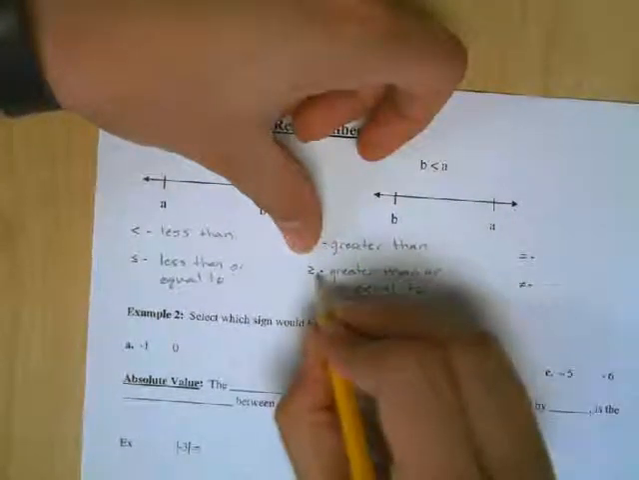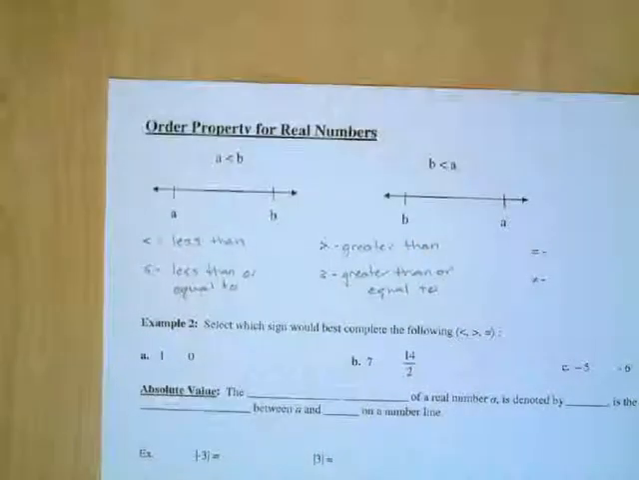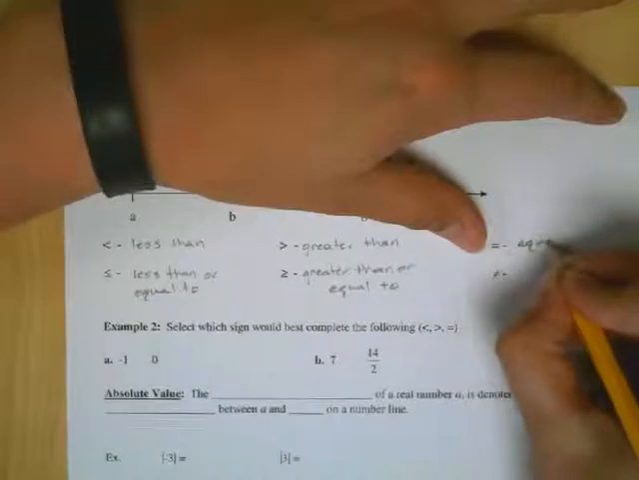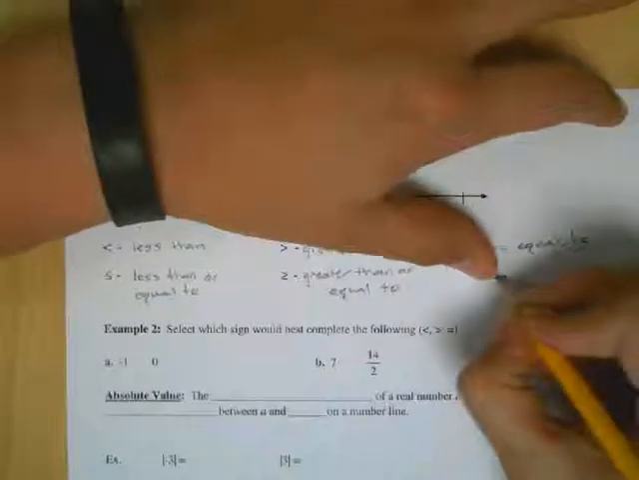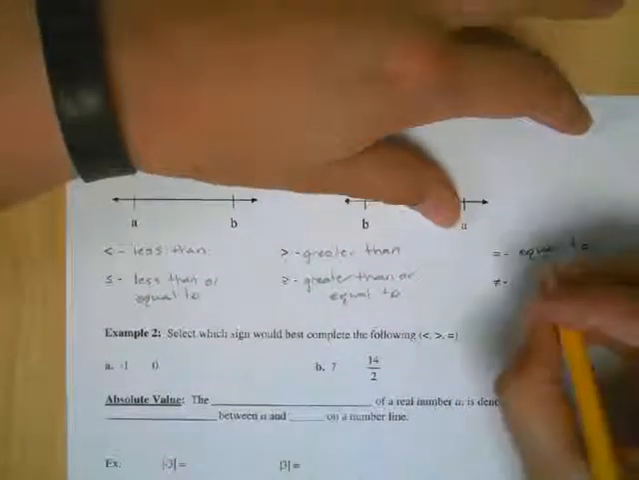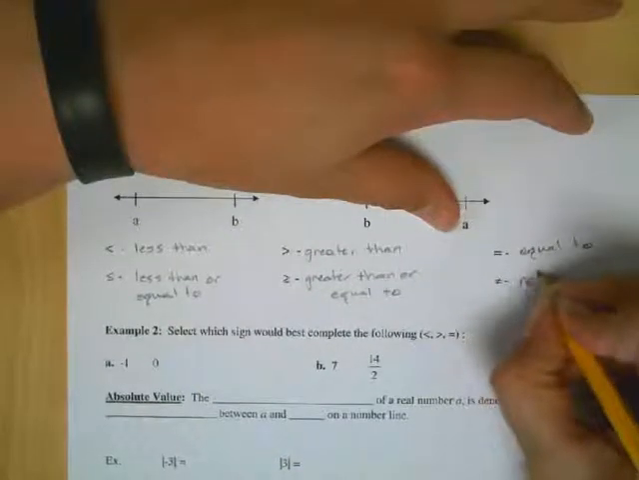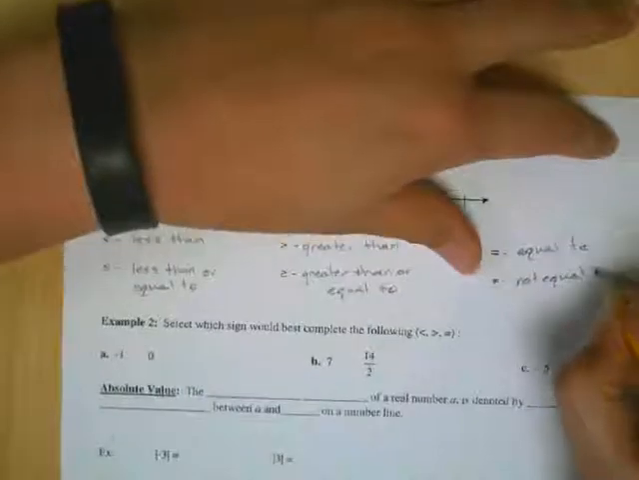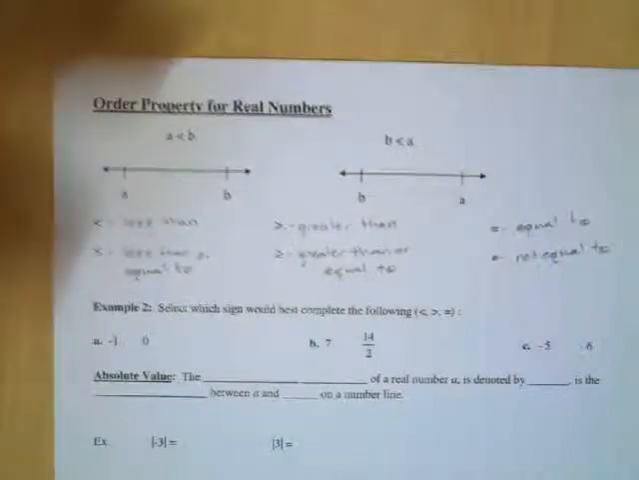Anytime you see that line underneath, it means equal to. Obviously, an equal sign means equal to. And then when you see an equal sign with a slash through it like that, that means not equal to. And we will use those when we start talking concepts and theories. You'll talk about things being not equal to things.